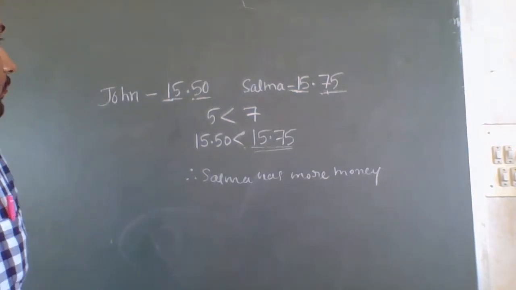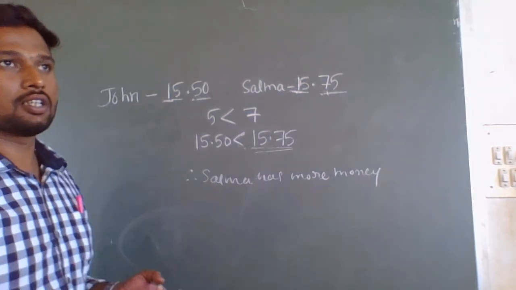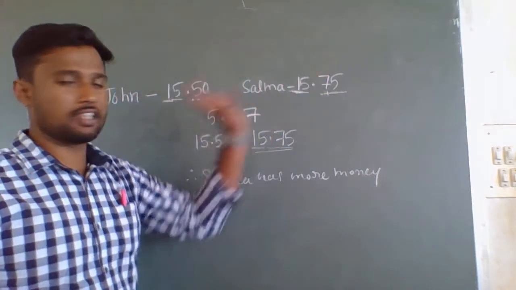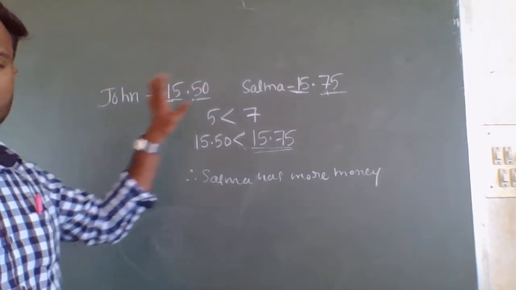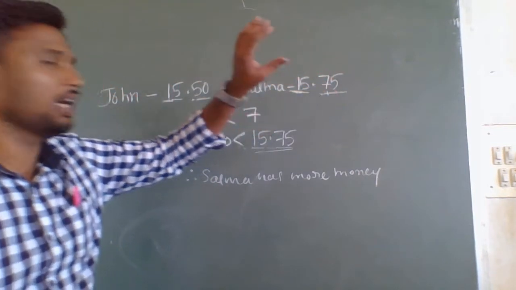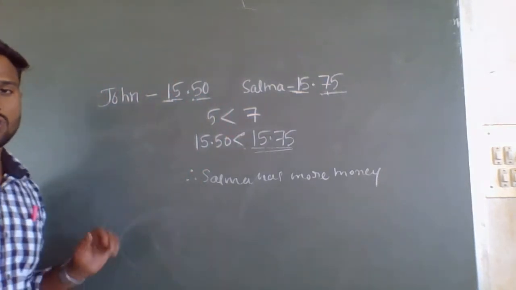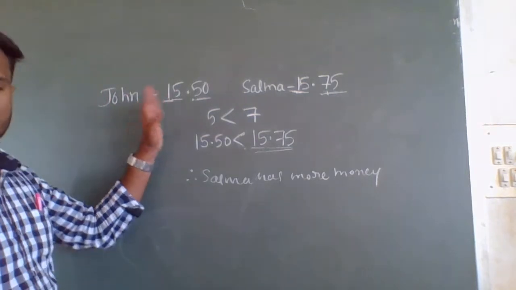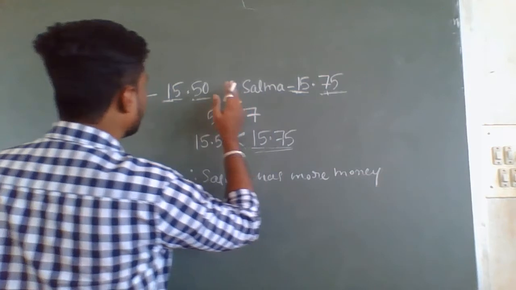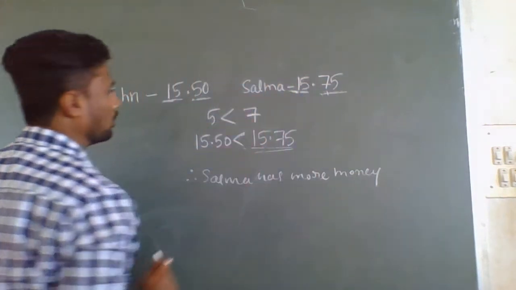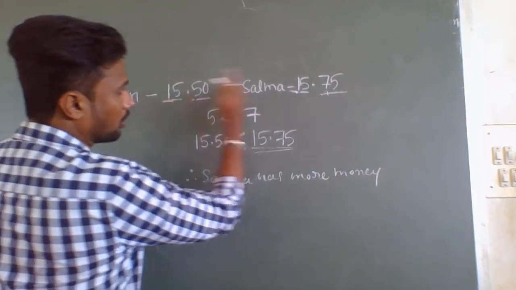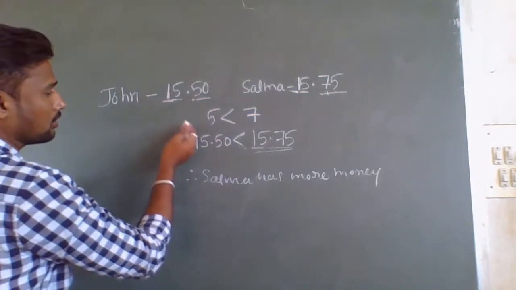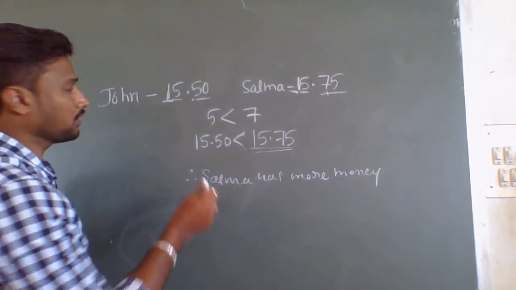Now listen carefully again. In the previous class we discussed different positions of decimal numbers and how to expand them. Today we are discussing how to compare decimal numbers. Here they have given one example: John has this much money and Salma has this much money, and we have to tell who has more. So how do we compare these numbers? In the first step, we should compare the left part of the decimal point, starting from the leftmost number: here 1, here also 1. And after this, if these two numbers are the same, then we should check the next numbers.